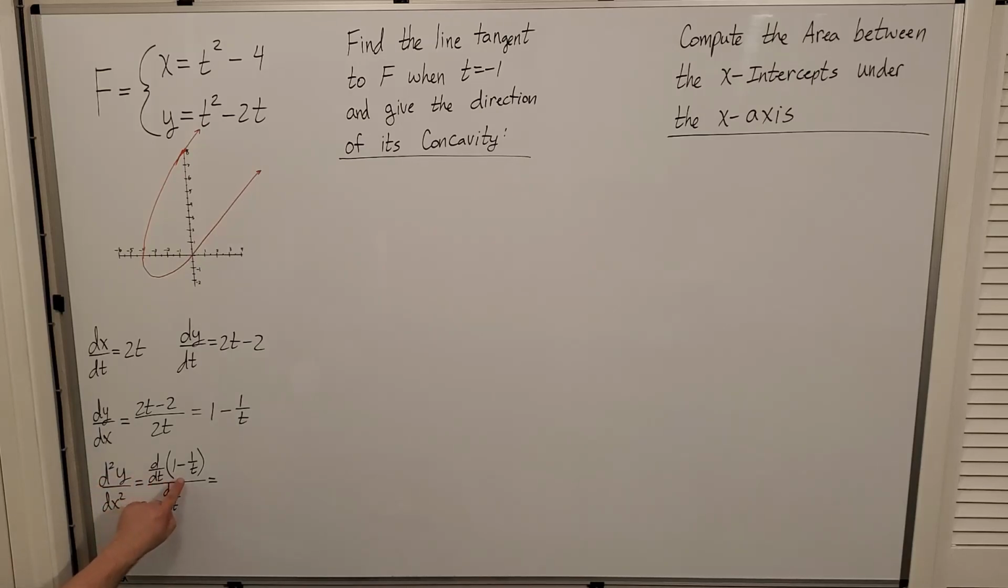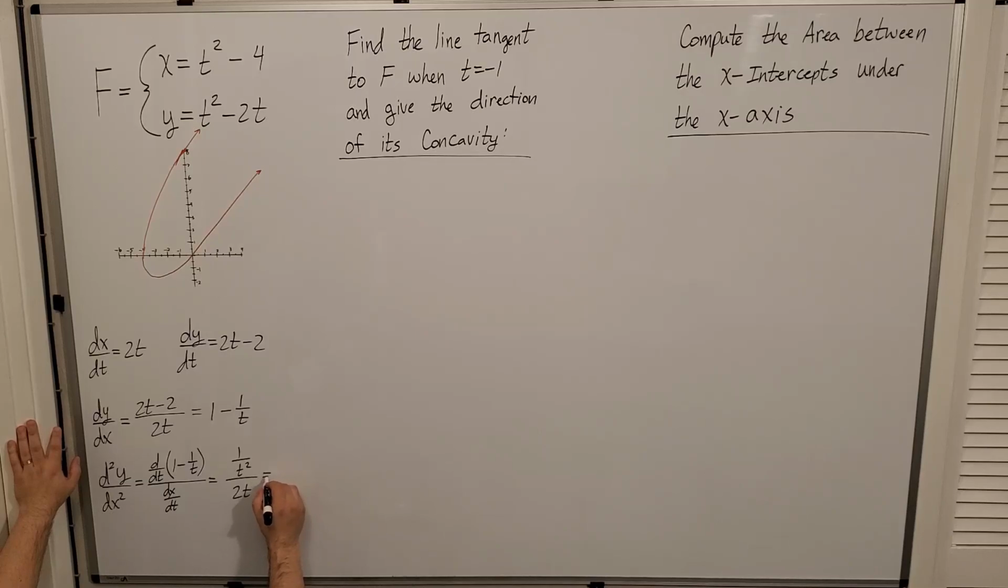Okay, so the derivative of this right here is going to be 1 over t squared, right? Because you're just going to drop a negative 1 times negative 1. Derivative of the 1 here is 0. So I just get the 1 over t squared, and dx dt is still 2t.